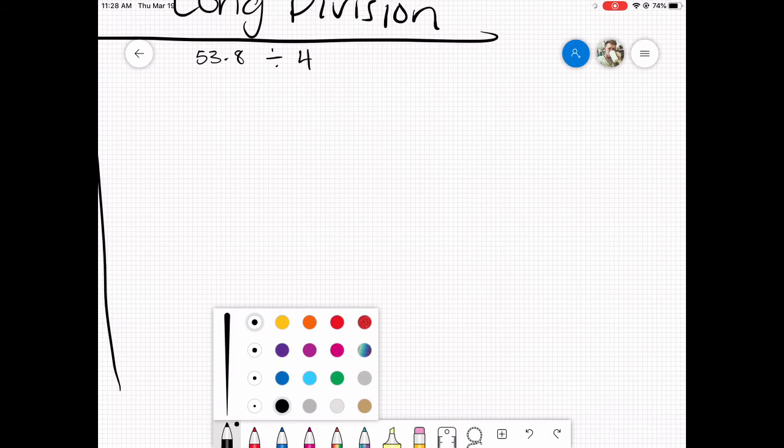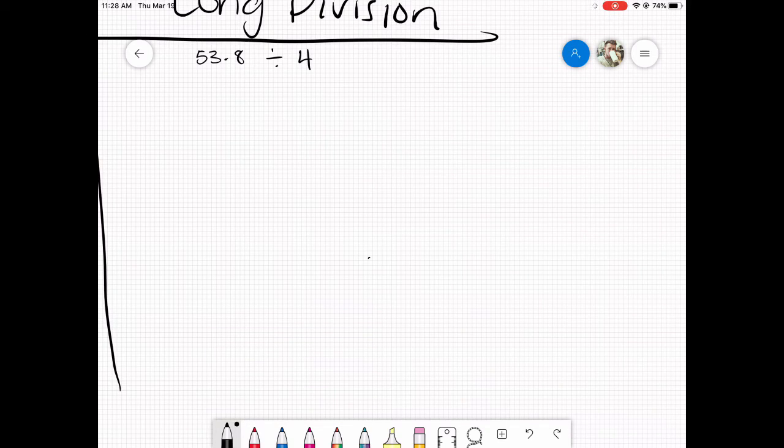Now, our second method is our long division method. With long division, we're going to write 53.8 and put it into the house division symbol. I like to call it the house because I'm putting it inside. Sorry, messed up there. I did not like the way that my 3 looked. So putting it in a house, saying 53.8 divided by 4.